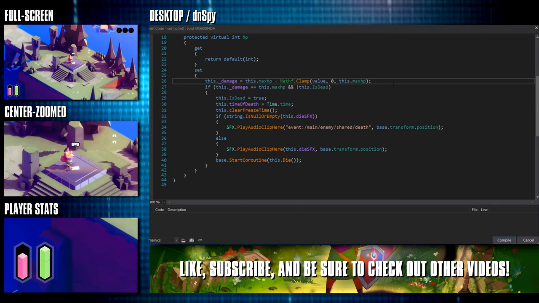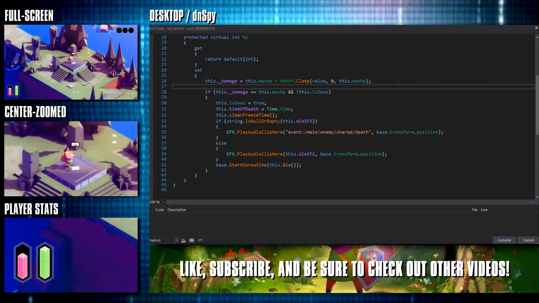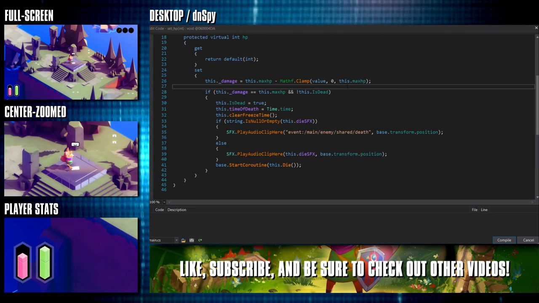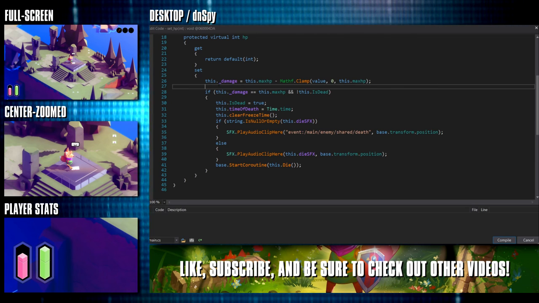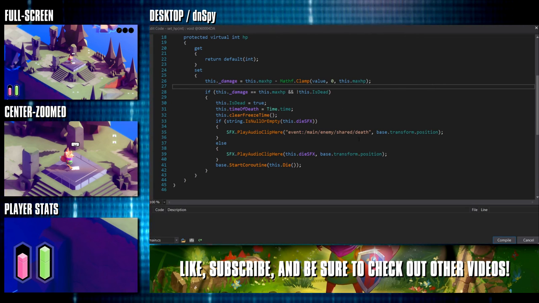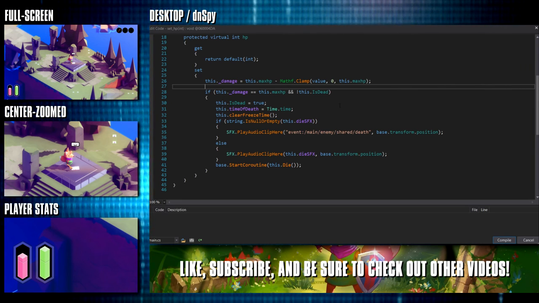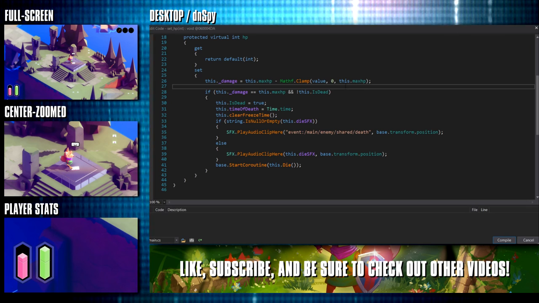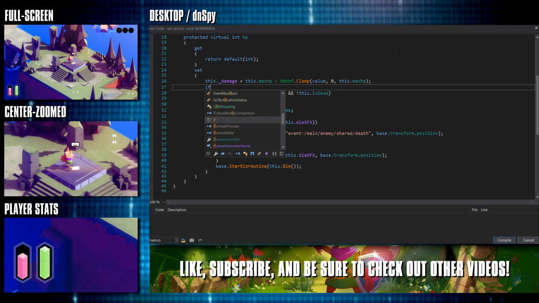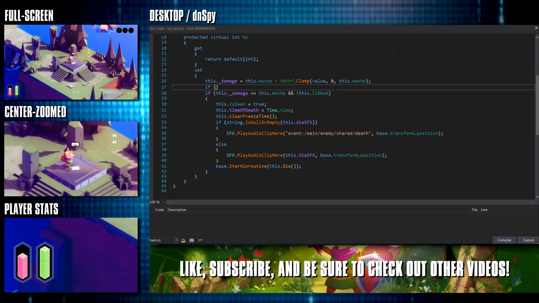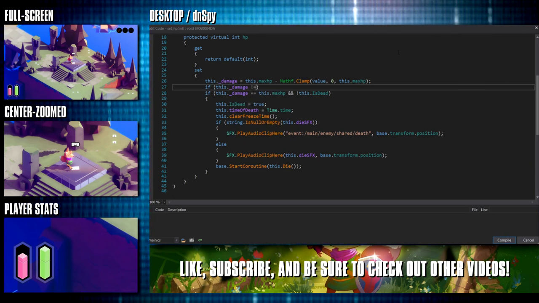When I first did this, the iteration of the cheat I tried to write didn't work because it did what I was explaining earlier, where it spawned the creatures with like zero health, and they just kind of sit there and you can't damage them or attack them or anything. So what I ended up coming up with is if this dot damage is not equal to zero.